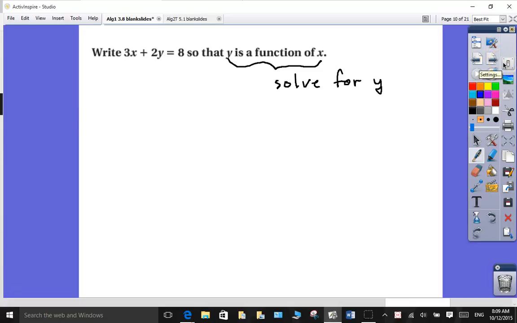Now the next example that they have in the book, they kind of say things differently here. And because we haven't really dealt with functions yet, it seems a little out of place. They did talk about functions before. But what it means is, when it says write this equation, 3x plus 2y equals 8, so that y is a function of x, it just means solve for y, right? Then it's a literal equation, right? Because it's two variables, x and y. And we are going to solve for the y. That's what it means to be a function of x, solve for y.